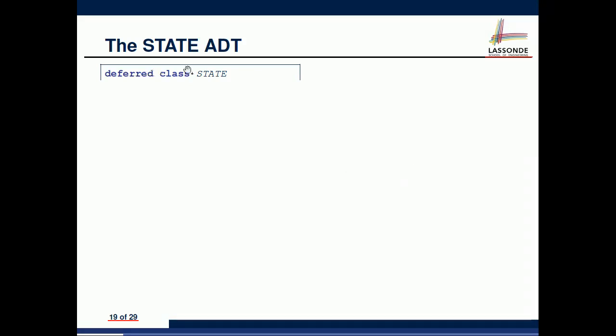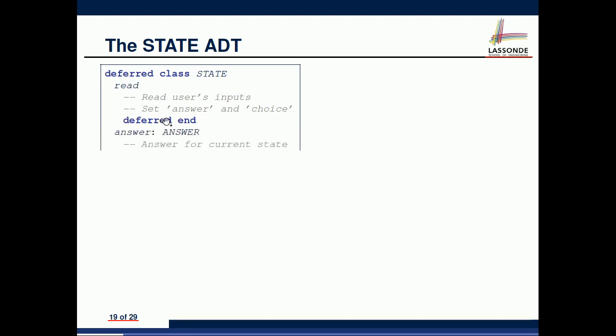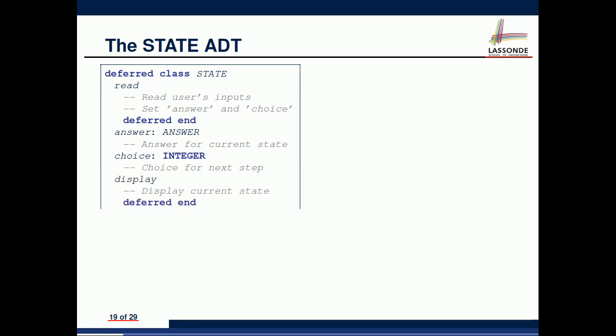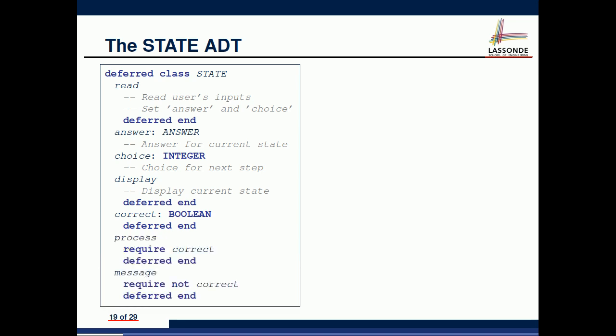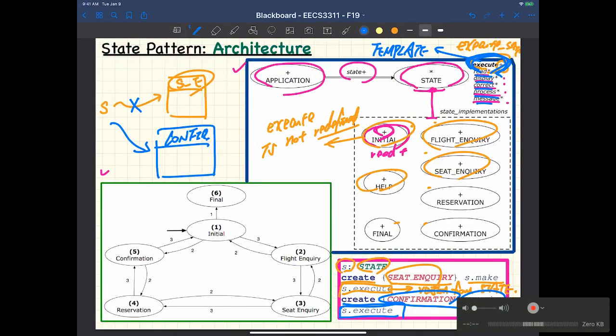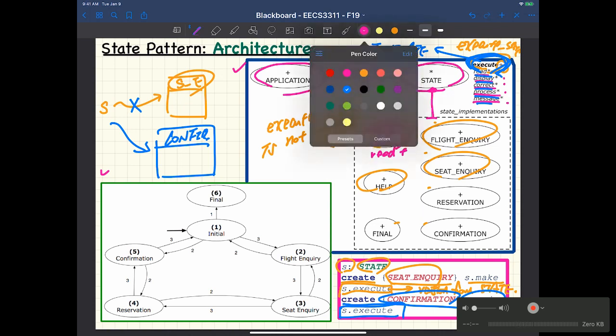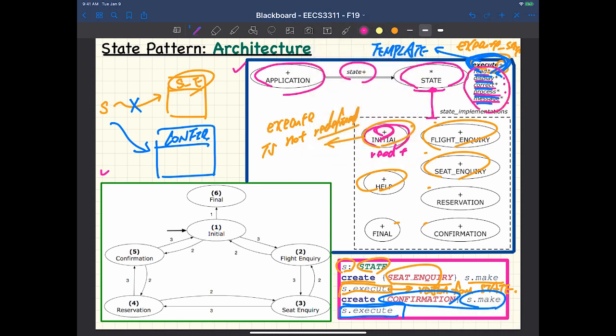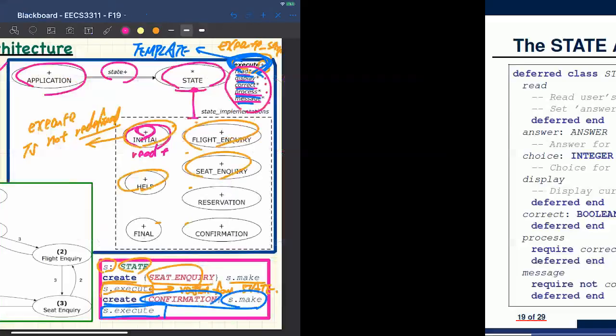First of all, the state class is deferred. And then the read is deferred. Not surprising. The answer is just some value, like attributes. The choice is also some attribute here. Display is deferred, and also correct is deferred. It's like validation. Also process is deferred. Message is deferred. So far, I'm talking about all these being deferred. What's being left? Execute. Let's see execute here.